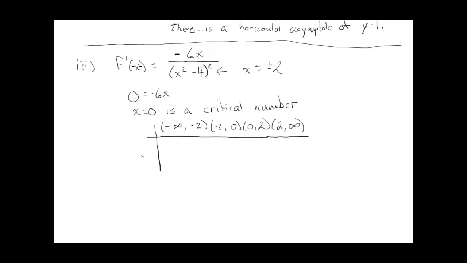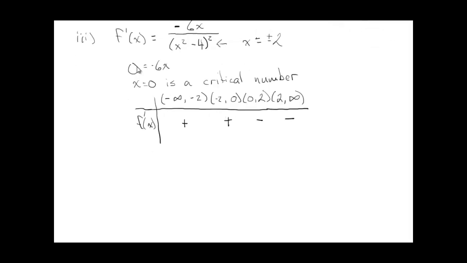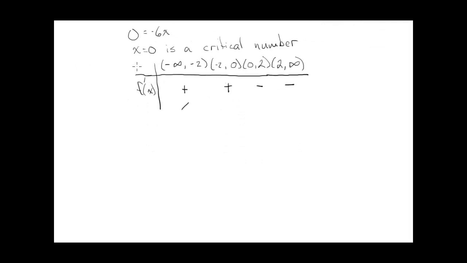And we are looking at the first derivative here, so we just want the sign of the first derivative in these intervals. So if x is in this interval here, the first derivative would be positive. Between minus 2 and 0 would be positive. Between 0 and 2, you'd be negative, and between 2 and infinity, you would be negative. So we have increasing, increasing, decreasing, decreasing.